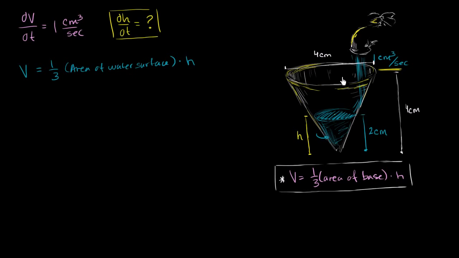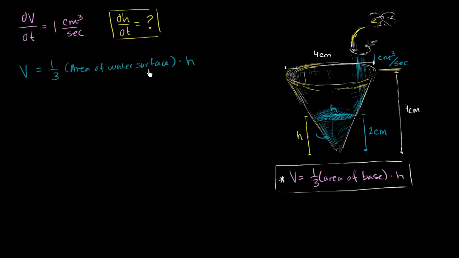So at any given point, the ratio between this and this is going to be the same. So at any given point, if the depth is h, the diameter across the surface of the water is also going to be h. And so from that, we can figure out what the radius is going to be. The radius is going to be h over 2.